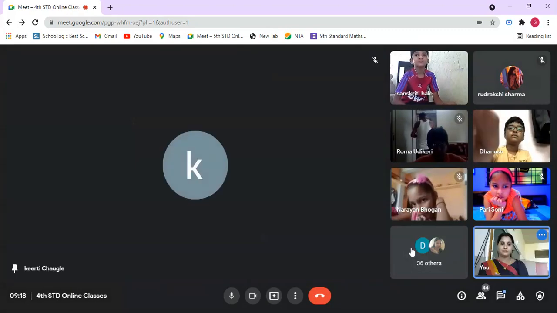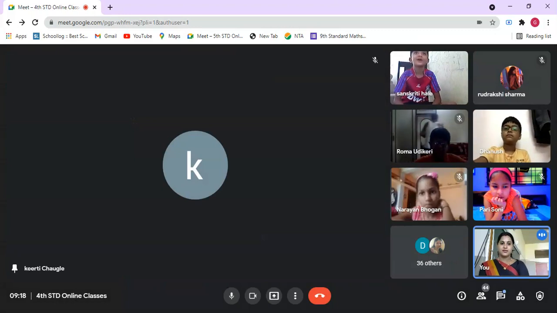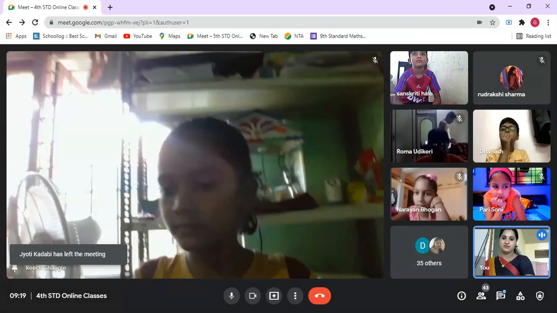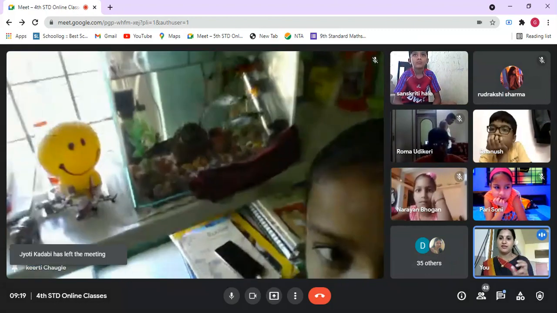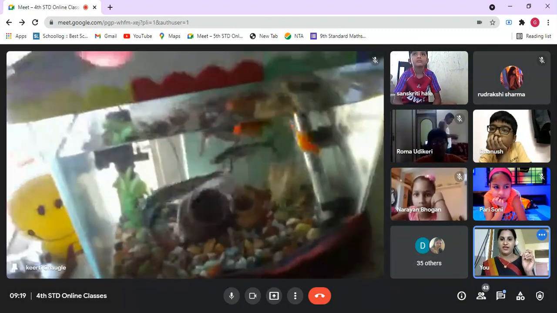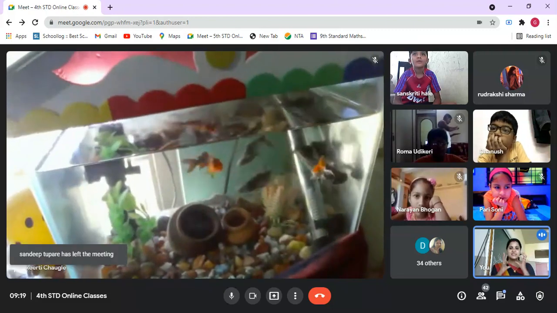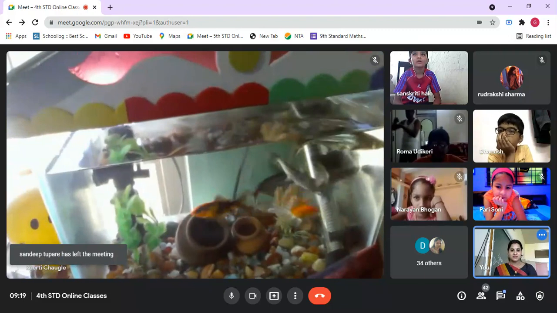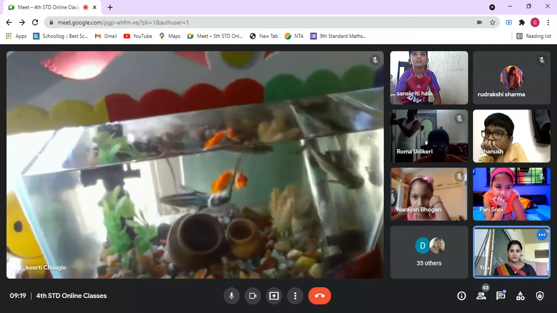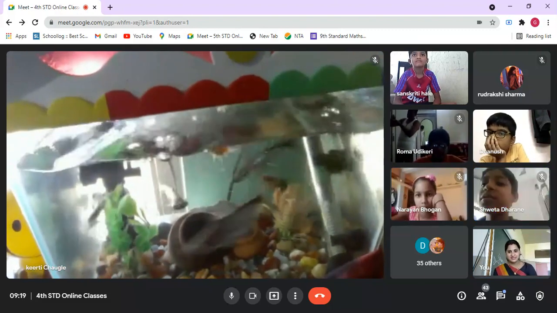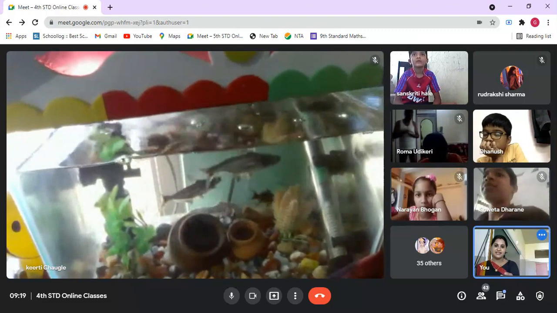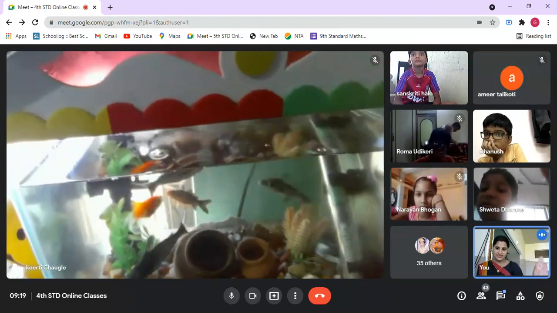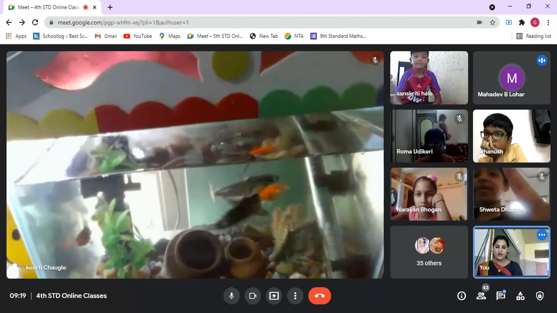Kirti, are you showing? Can you take it a little bit closer? Good, very nice. Now look at the fishes. There are so many fishes. See how they are swimming, with the help of the fins and tails. They have a little bit long tails, and then they have fins.